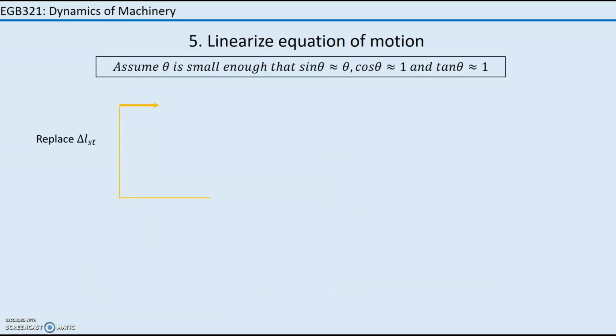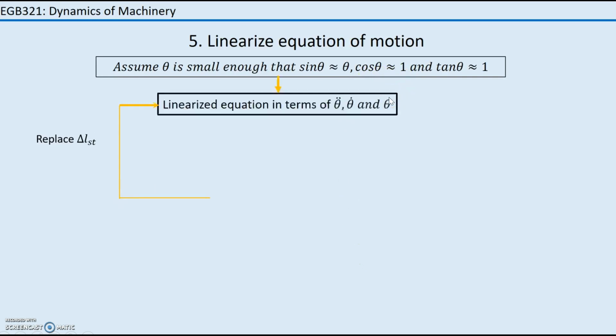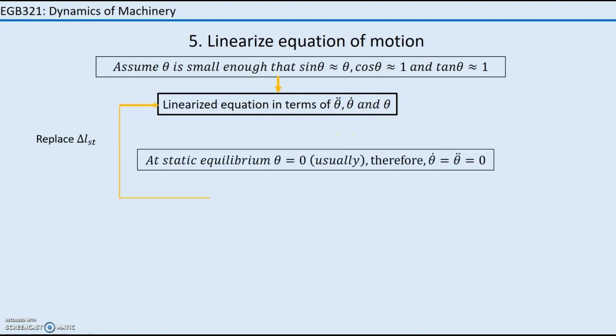In step 5, we assume that theta is small enough that sine theta is equivalent to theta and cos theta is equivalent to 1. So substituting this, we get a linearized equation in terms of angular velocity, angular acceleration and angular position. Then we consider static equilibrium. Usually it is theta equals 0, so we get angular velocity and angular acceleration equal to 0. Substituting these into the equation, we get the static deflection. Now when we get this static deflection, we replace it into the linearized equation, and then we get our standard form of the equation.